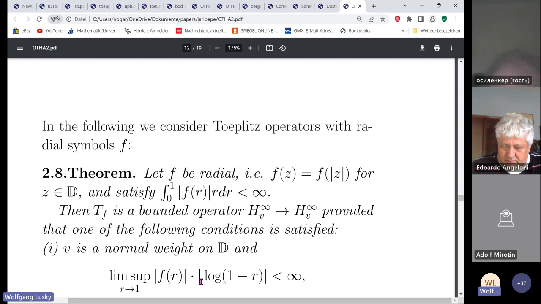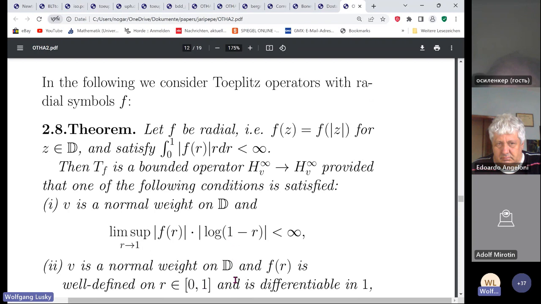Now, as a special case for number one, one can phrase number two. If we have a normal weight and f is a well-defined function even on number one, and as a function is differentiable there, then we don't need this anymore. Then T sub f is already a bounded operator.